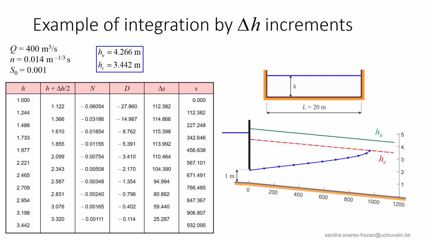We find the values indicated in the table, and we find that the profile reaches the critical depth after a distance of 932 meters. So in the present example, the water profile does not reach the end of the channel, because the end was after 1200 meters. So this already indicates that the M3 profile alone will not be sufficient to describe the complete flow in this channel.